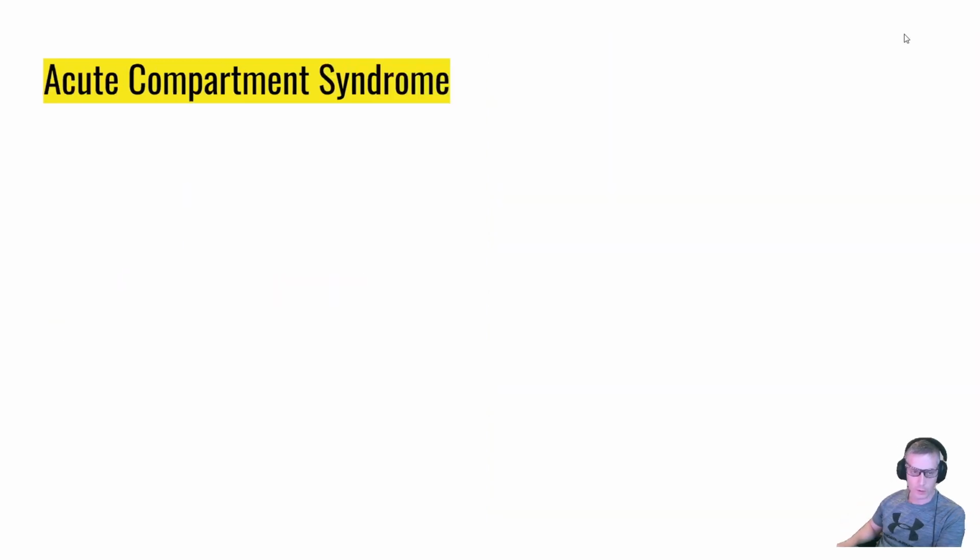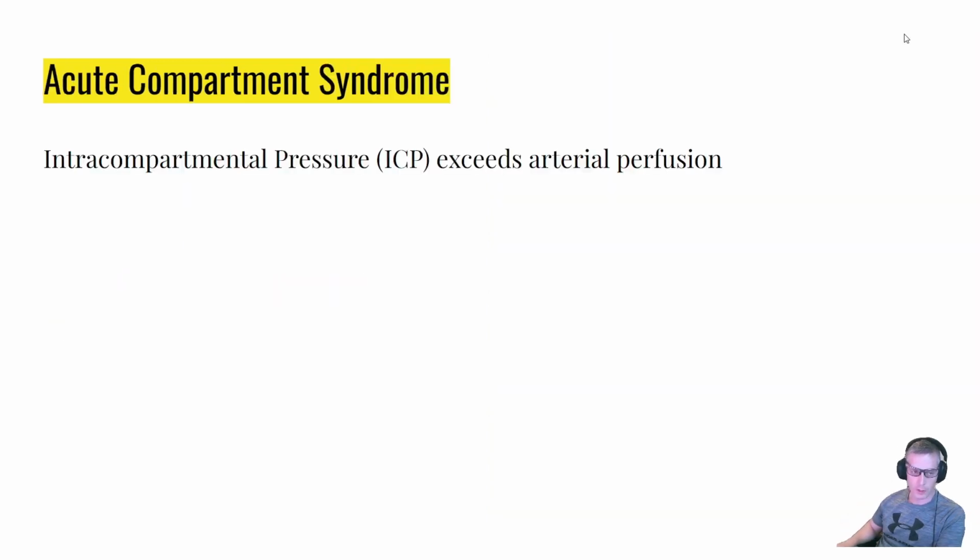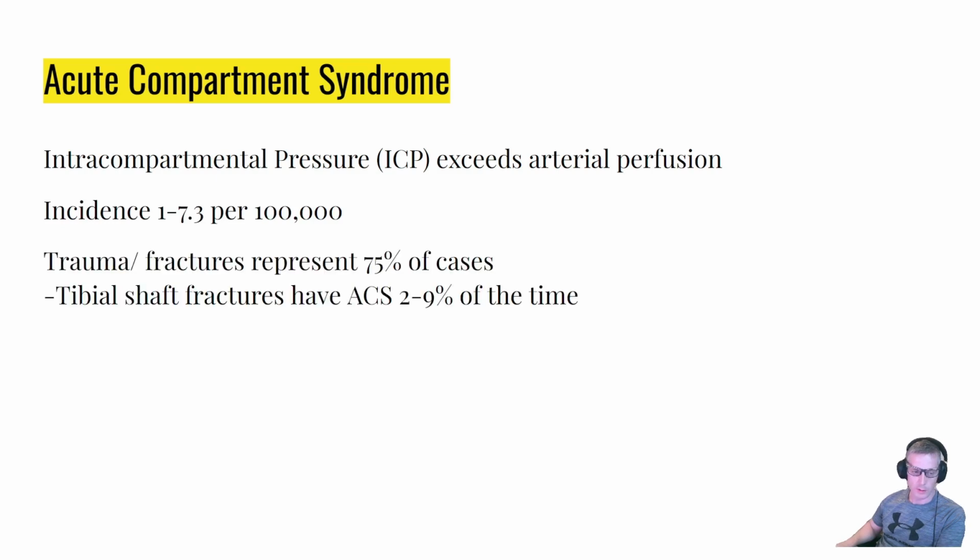Let's talk about acute compartment syndrome. Essentially it comes down to the intracompartmental pressure exceeding the arterial perfusion of the compartment. The incidence is 1 to 7.3 per 100,000 cases. Trauma and fractures represent the vast majority, with tibial shaft fractures being the most common culprit. It's more common in men than women. They like to do dumb things.